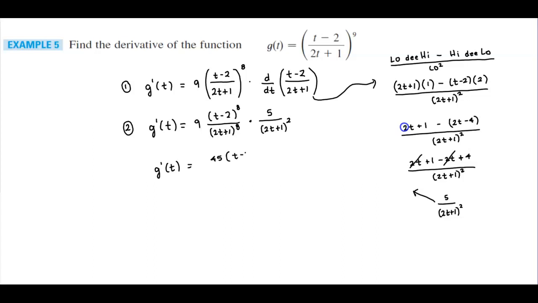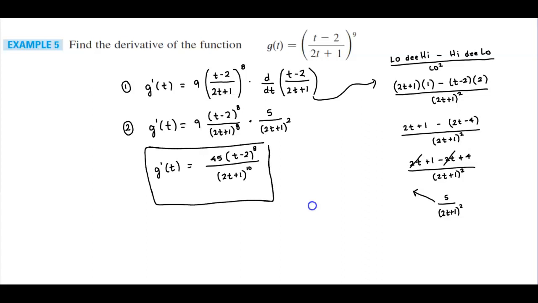Times (t minus 2) to the 8th power. And then in the denominator, when you multiply with the same base, then you add your exponents. So 8 plus 2 is 10. And so therefore, that is your derivative. The derivative of this function is 45 times (t minus 2) to the 8th power over (2t plus 1) to the 10th power.